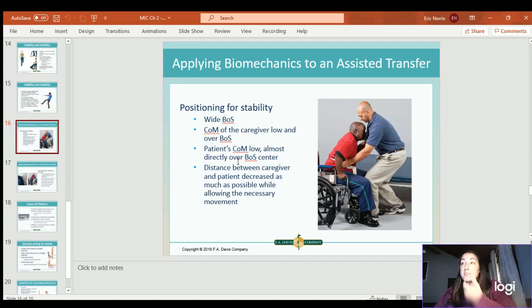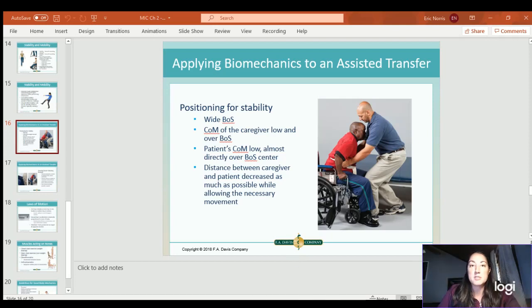So, in ratio. And then the distance between the caregiver and patient needs to decrease as much as possible while still allowing the movement. So they'll still need to have enough room that they can lean forward and perform the movement, but you need to be as close as possible so that you can lift them up with less stress on you. So even if it's a box, if anything you're lifting, the closer you get it, the less force, because we've decreased that moment arm.